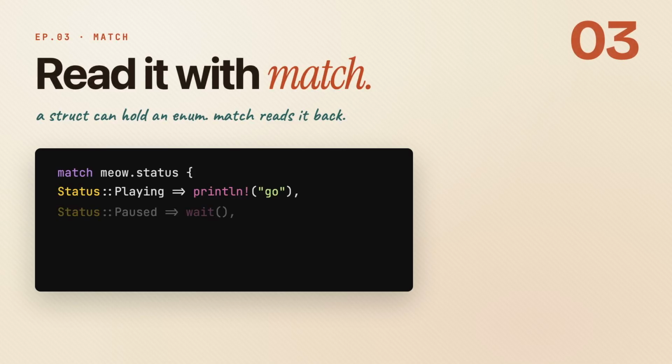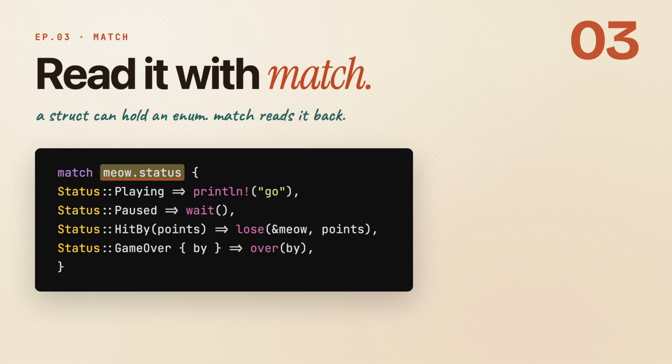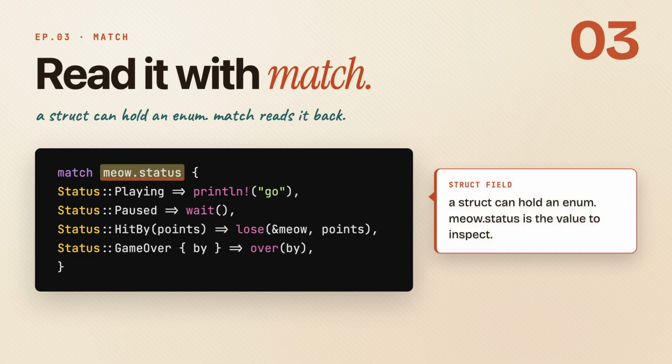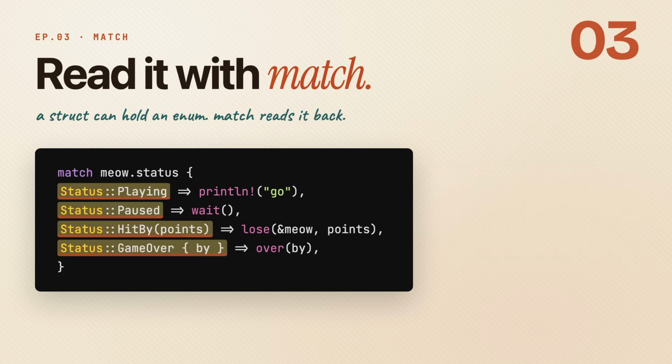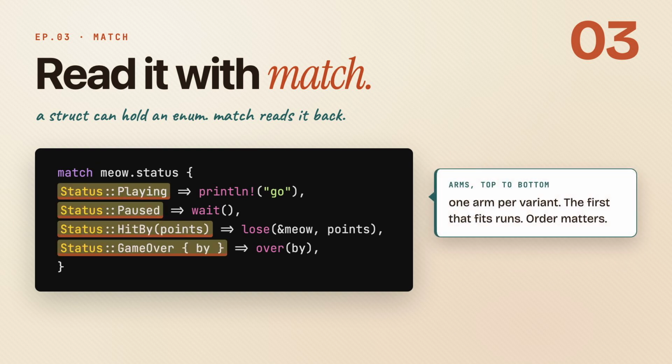A struct can hold an enum. We gave Player a status field, so Meow now has a status. Reading it back is the job of match. The first thing in the match line is the value you're inspecting. Below it are the arms, one arm per variant. The arrow points from the pattern on the left to what runs on the right.